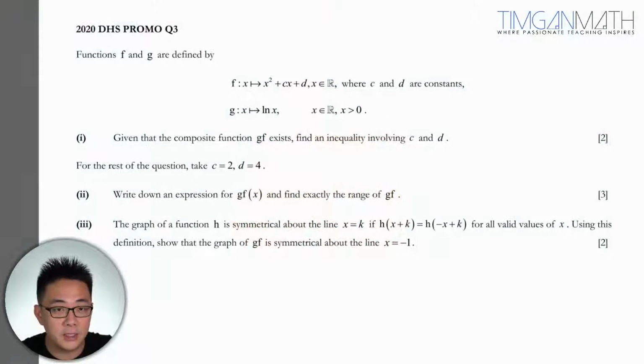Hi, students. Let's look at this question on functions, taken from the 2020 Dunman High School Promo Question 3. This is a pretty interesting one. You're given that both functions f and g are defined as follows, and c and d are constants. Given that the composite function gf exists, find an inequality involving c and d.